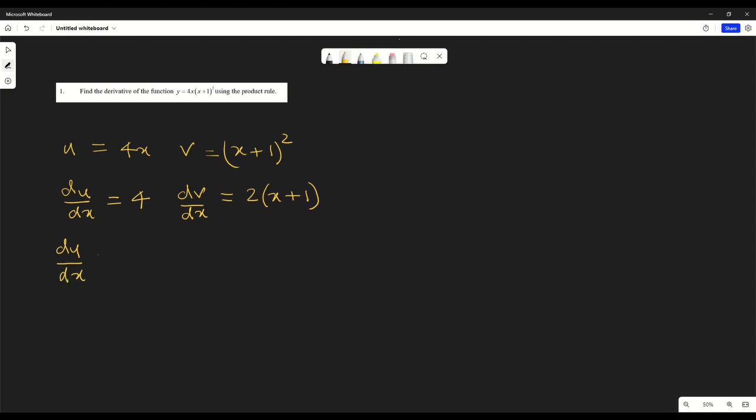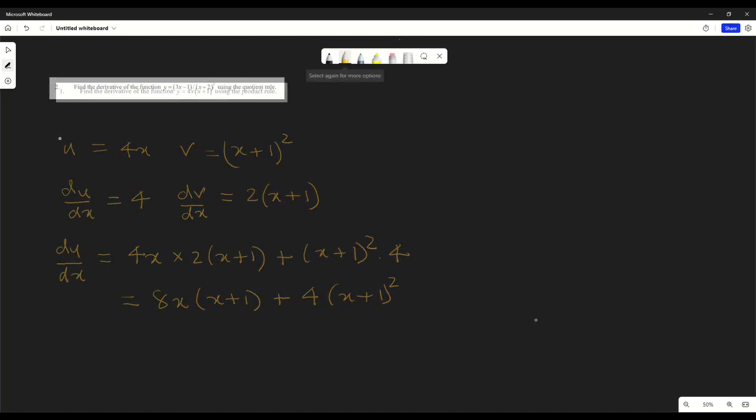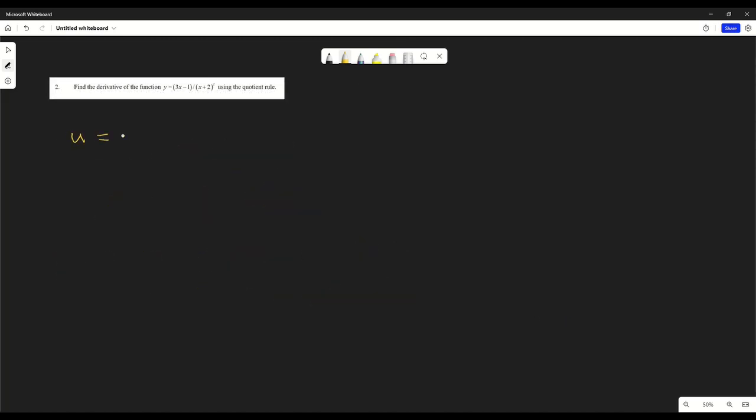Now we can apply the standard product rule and we get dy dx equals u multiplied by dv dx, so that's 4x multiplied by 2 times x plus 1, plus v, so that's x plus 1 squared multiplied by du dx, i.e. 4. If we multiply that out we'll get 8x multiplied by x plus 1 plus 4 multiplied by x plus 1 squared. So that's quite a simple way of finding the derivative.